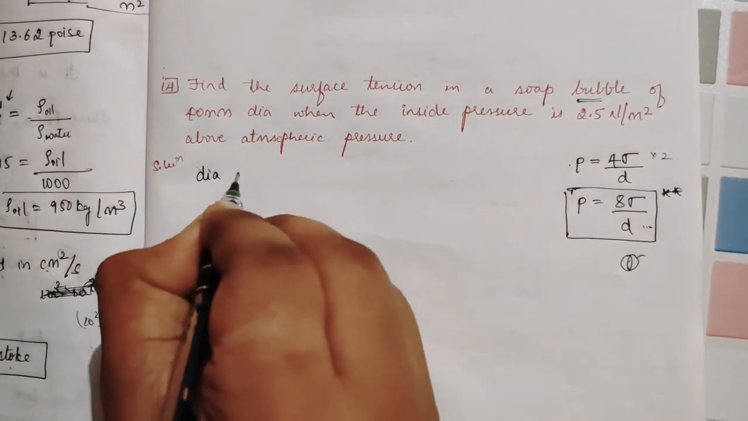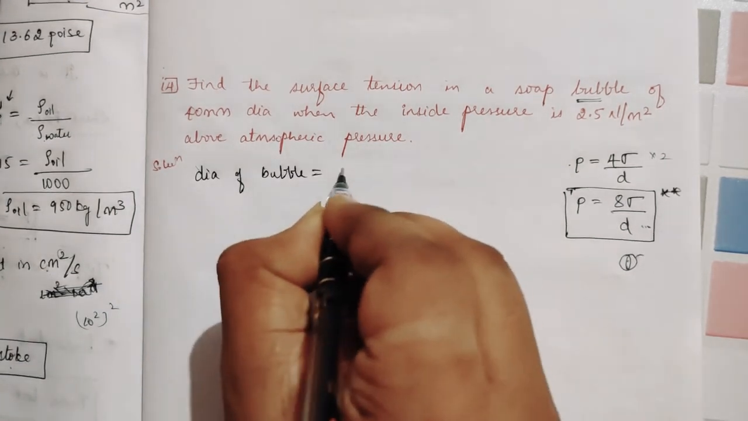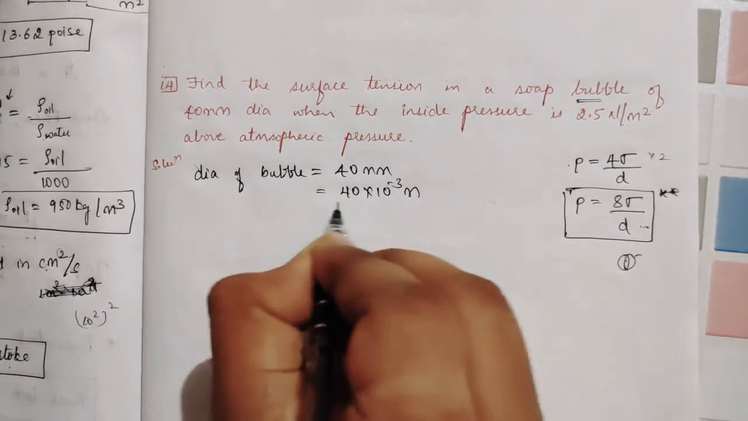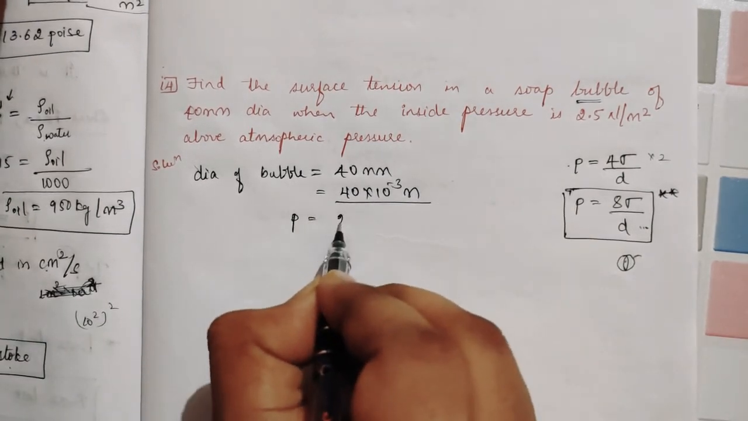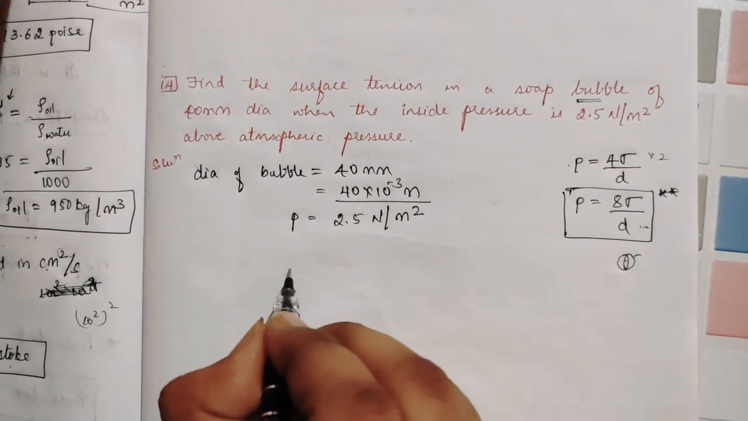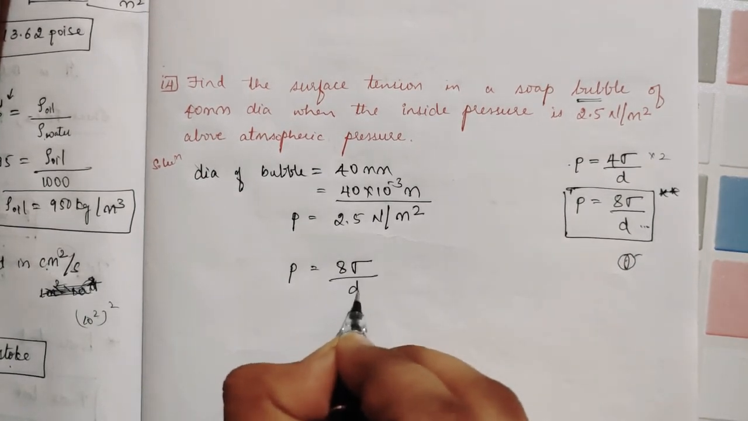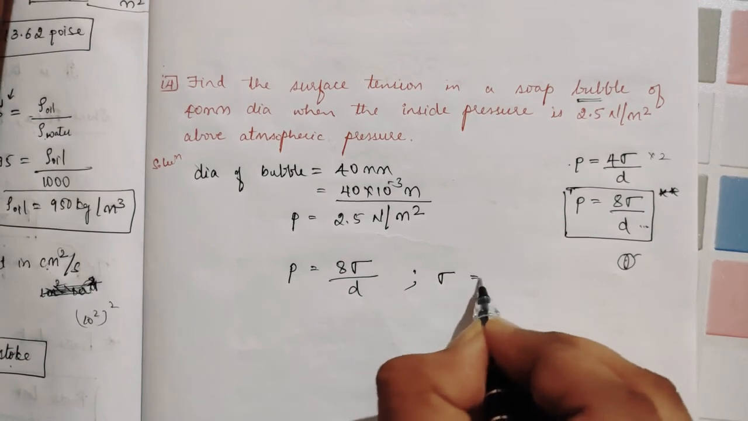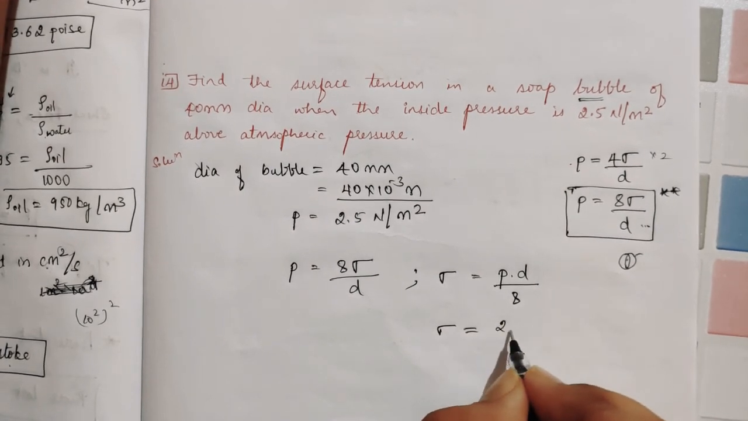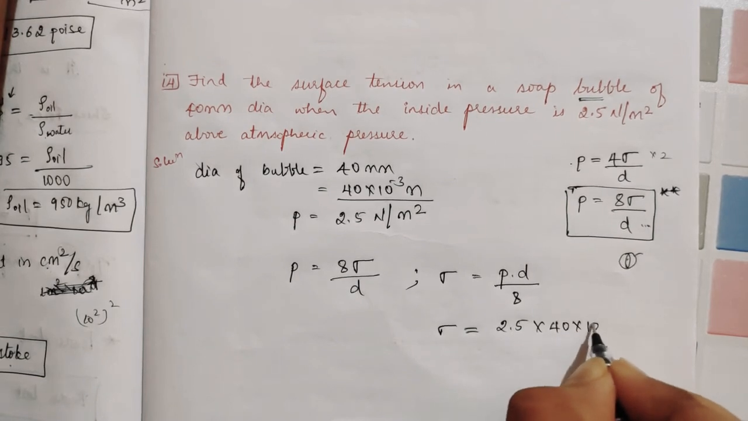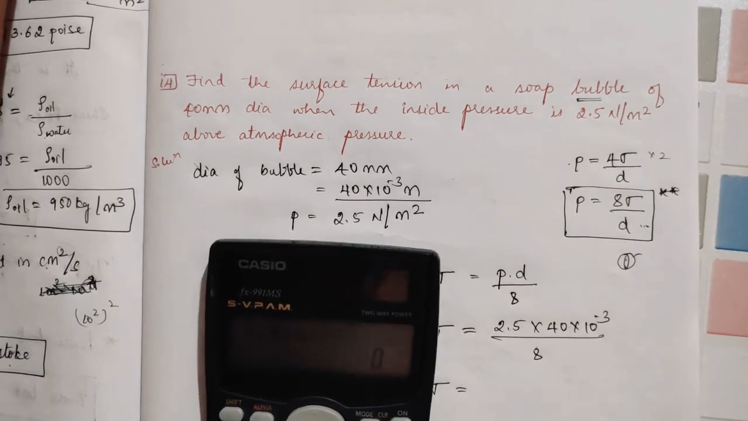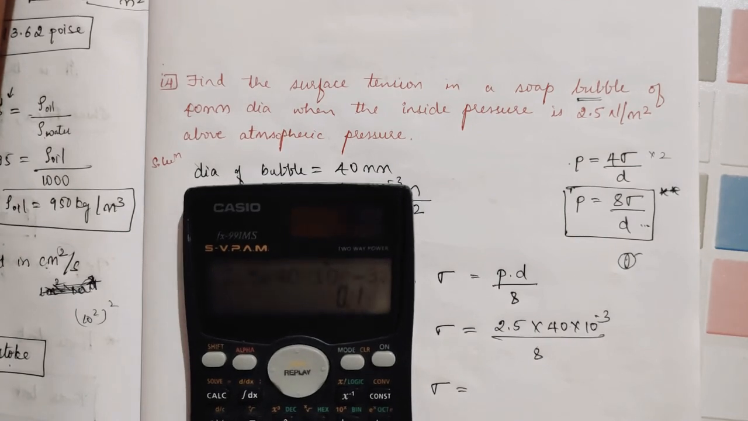Okay, next, diameter of bubble is 40 mm. So you convert it, 10 to the power of minus 3 meter. Then pressure is given, small p, 2.5 Newton per meter square. What we need to find? We need to find the surface tension. So P is equal to 8 sigma by d, which implies sigma is equal to P into d divided by 8. So surface tension is equal to 2.5 into 40 into 10 power minus 3 divided by 8.